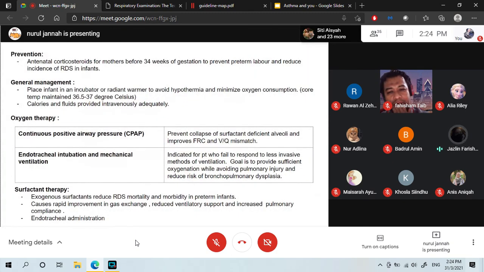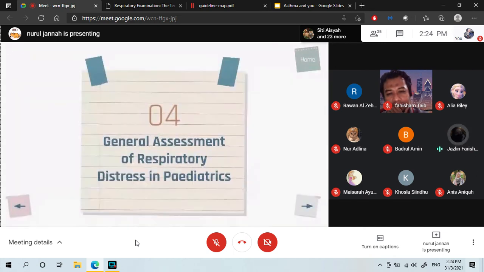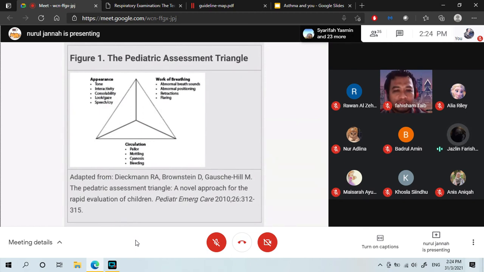The next is the general assessment of respiratory distress in pediatrics. So this is the pediatric assessment triangle. We need to look at the appearance, the work of breathing, and the circulation. For the appearance, we need to listen to the patient's voice, whether the patient is irritable, or can talk a bit and then suddenly gets irritable due to maybe discomfort. And the patient looks ill or lethargic.